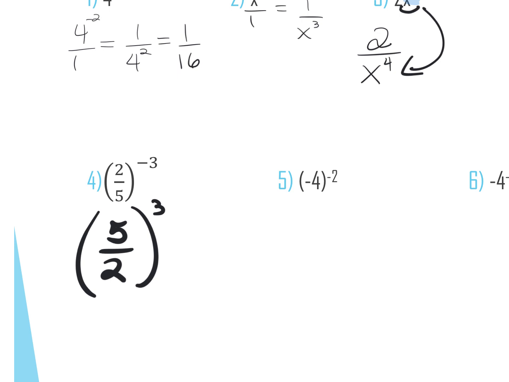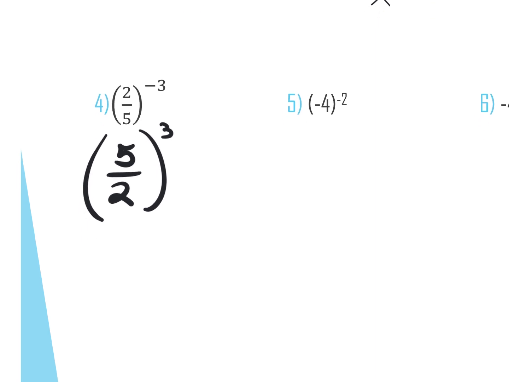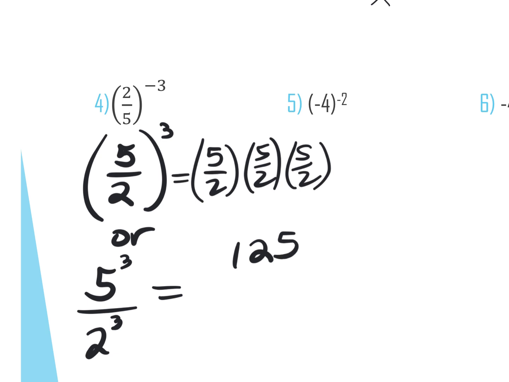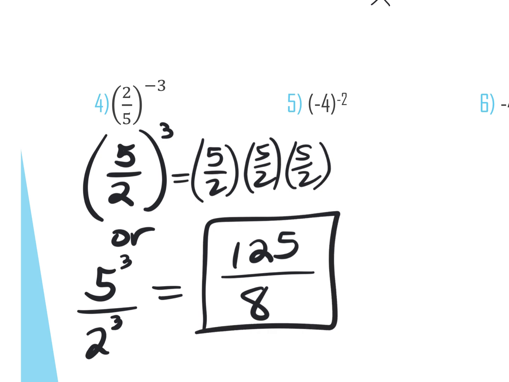And now I do have to figure out what 5/2 to the 3rd power is. Now you can do this 2 ways. You could either say, I'm going to do 5/2 times 5/2 times 5/2, or you could say, I know that the power of 3 needs to go on both the 5 and the 2. Either way, you're multiplying 5, 5, 5, 125, and then 2 times 2 times 2, and get 8. I'm okay with you leaving it improper. You don't need to make it a decimal or a mixed number.